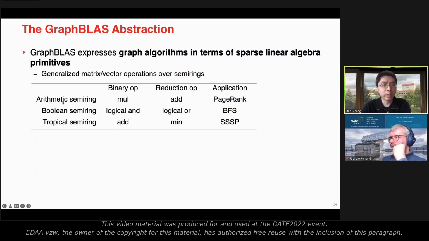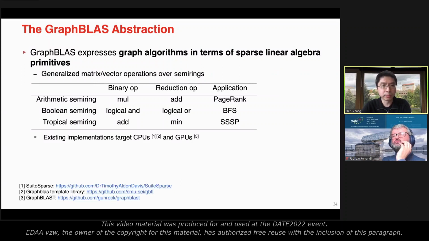We can have arithmetic semirings, so that's where we have PageRank. Instead of using multiplication, we can also use AND and OR. That's where we have this Boolean semiring to handle BFS, and the tropical semiring to handle shortest path. It can actually handle a pretty extensive list of interesting and common graph algorithms using this formulation.